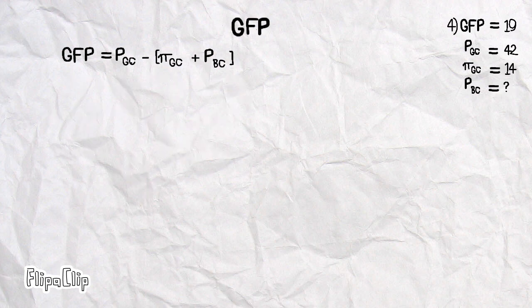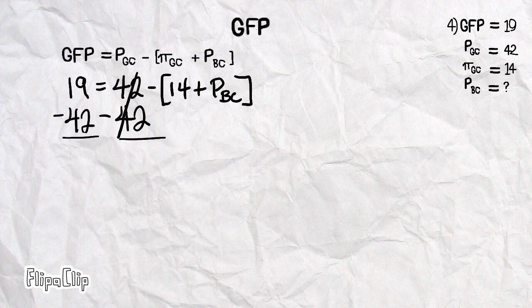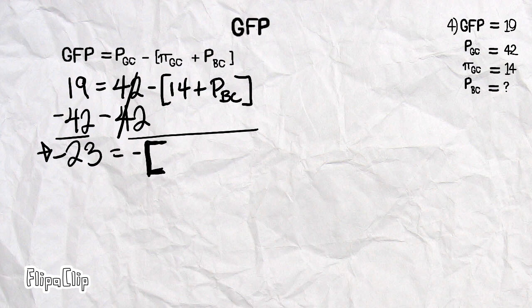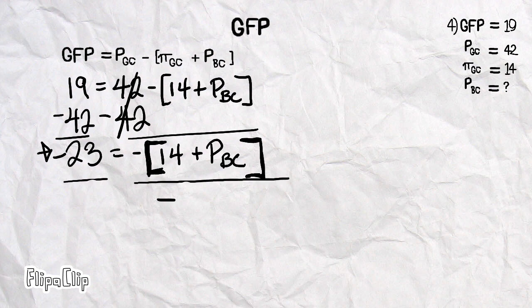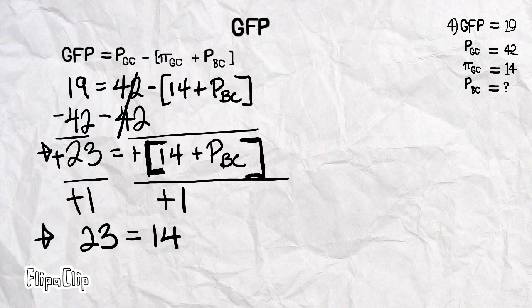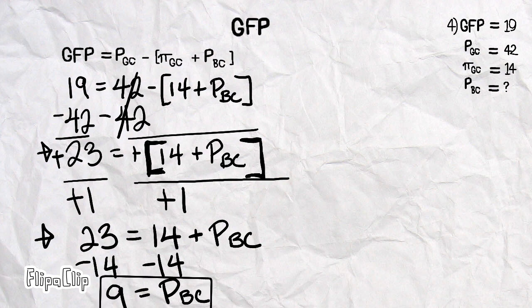Number 4. I'm going to solve this in the manner where I don't have to distribute the negative. But first, we plug in. Now, I'm going to move 42 over to the other side to combine like terms. Now I have negative 23 equals negative 14 plus PBC. Now, to get rid of the negative, I'm going to divide by negative 1 on both sides. This will result in a positive on both. And now I'm just going to move 14 over to the other side. This makes the hydrostatic pressure of the Bowman's capsule 9.